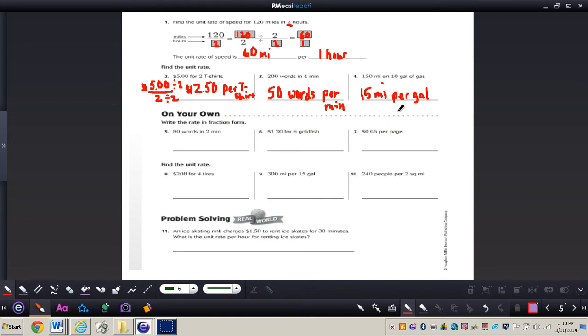So let's take a look at numbers 5, 6, and 7. It says write the rate in fraction form. We're not finding the unit rate for 5, 6, and 7. We're just doing the rate. Okay, 90 words in 2 minutes. We just can do 90 over 2. Number 6, $1.20 for 6 goldfish. We'll just write 120 over 6, just like this. This is just the rate, not the unit rate.